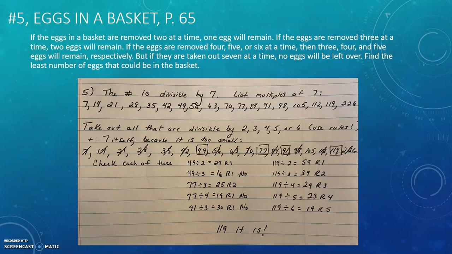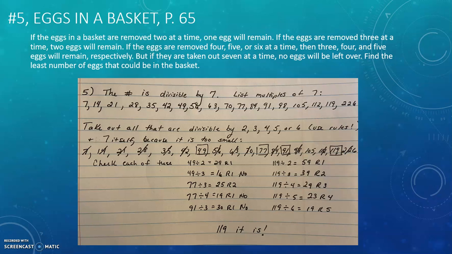I start out with 49, and as soon as I divide by 3, I get a remainder of 1 instead of 2, so that's a no. I try 77. When I divide it by 4, instead of getting a remainder of 3, I get a remainder of 1, so that's a no. When I tried 91, I divided by 3, and I got a remainder of 1 instead of a remainder of 2, so that's a no.